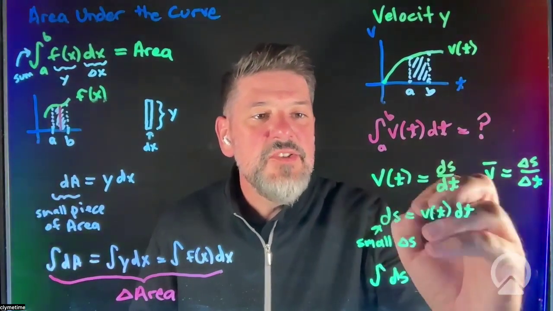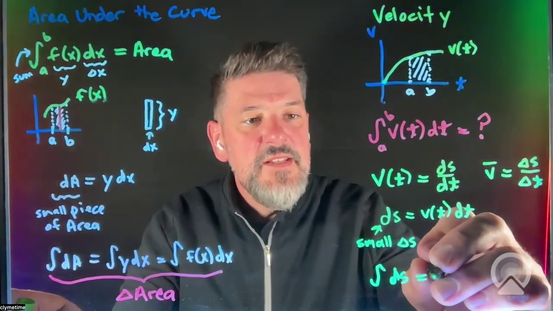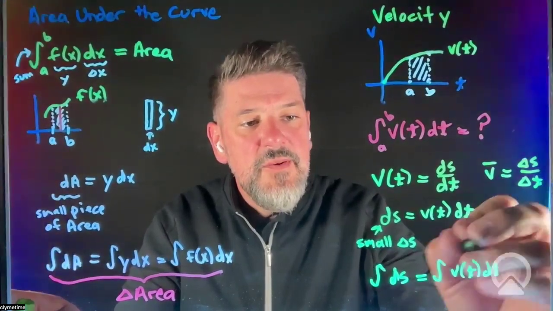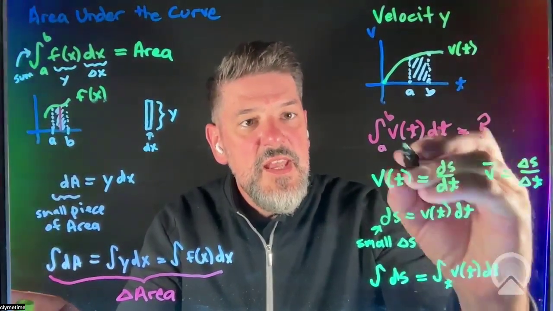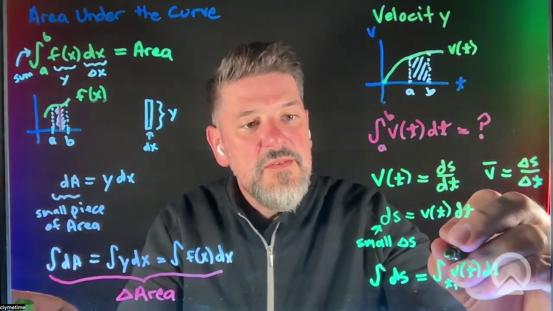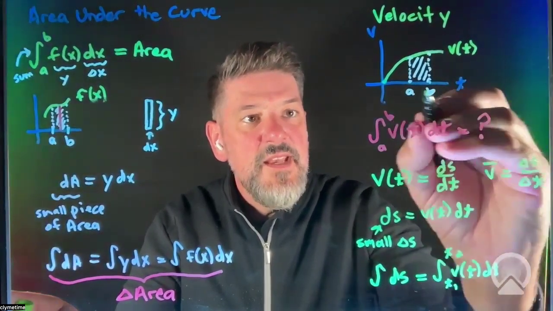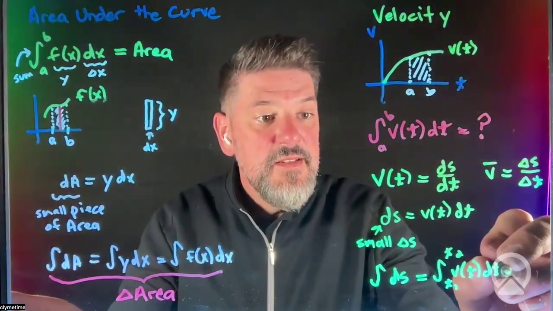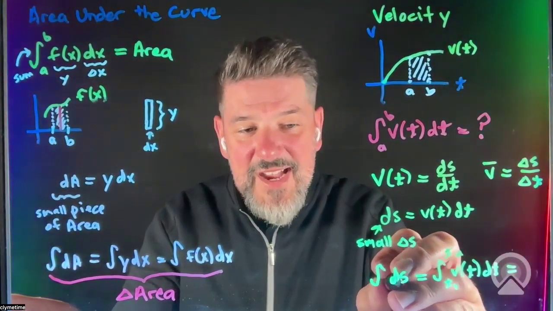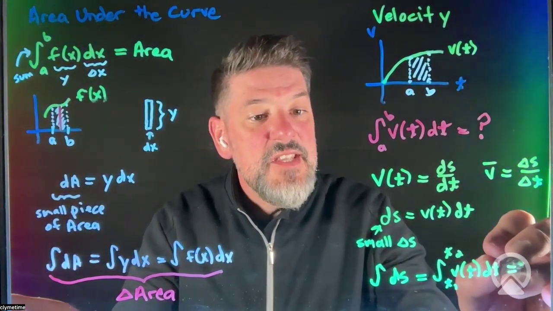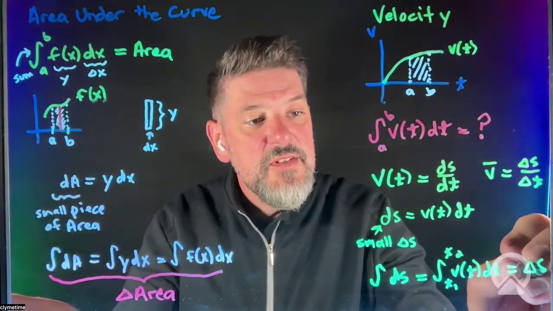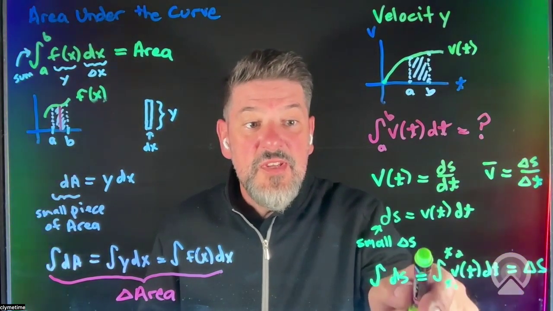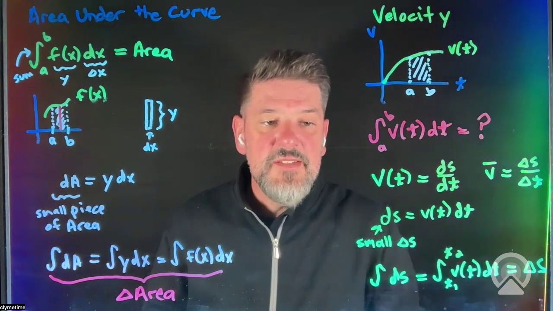So an infinite sum of the small changes in position is going to be the same thing as the integral of v of t dt, from two times. Instead of saying a and b, I'm going to say t1 and t2, because what's on the x-axis is time. The sum of all the little tiny changes in position gives us the overall change in position, which we call change in s. So if you want the overall change in position, you can integrate the velocity curve with respect to time.